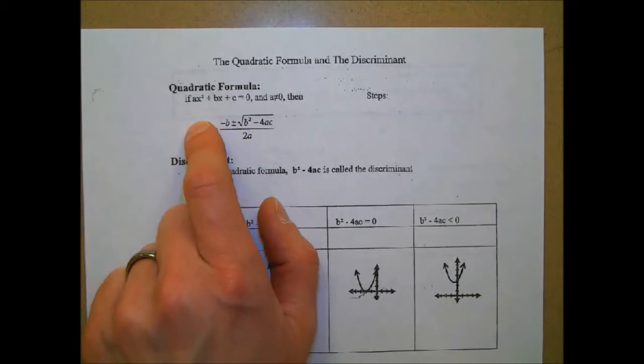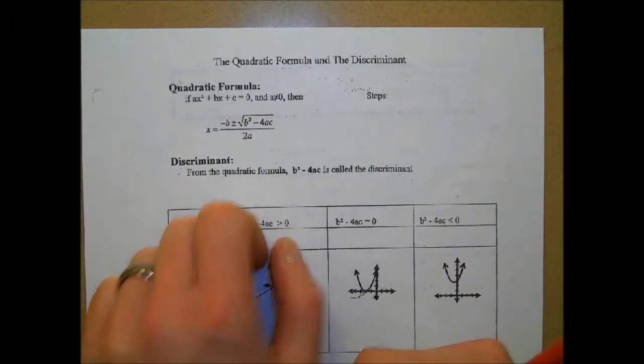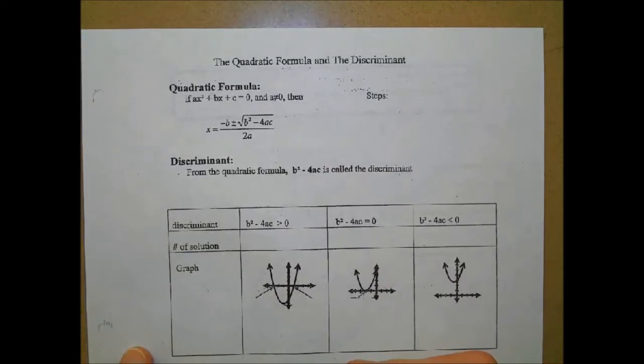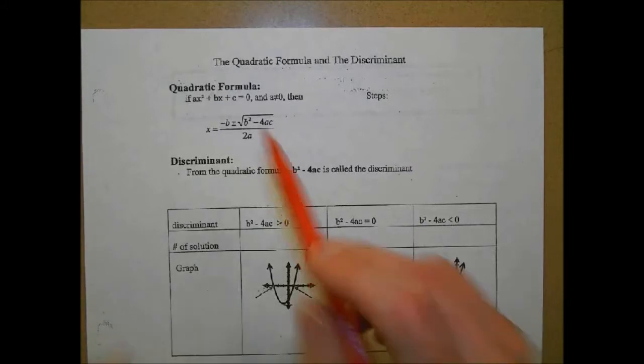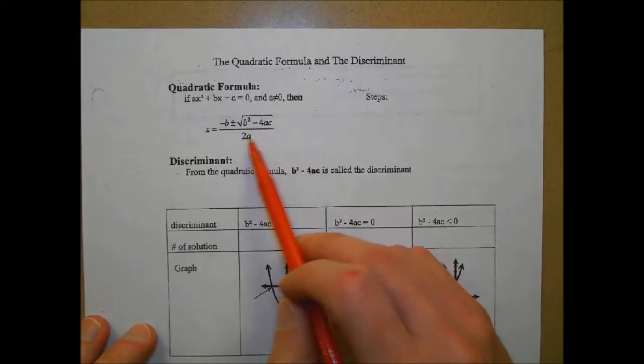So, Sky? Okay, that's a good point. Absolutely, yeah. If a was 0, we'd be dividing by 0 here, and that would be a problem.